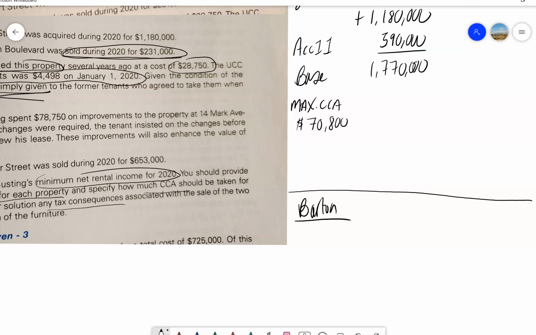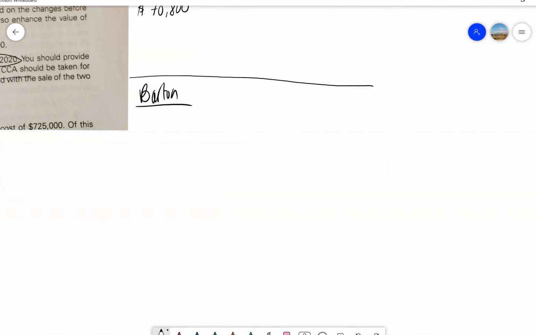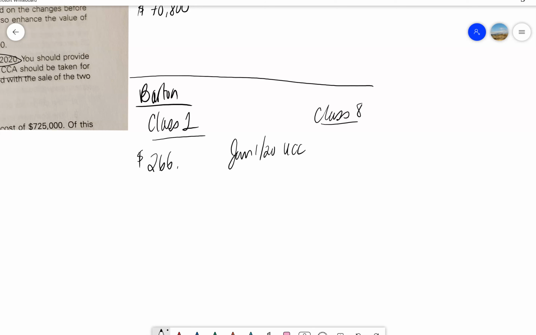So for Barton, we're going to have both Class 1 and also Class 8. And we'll just start off with the UCC at January 1st. Now for the building, the UCC was $266,250. Now they disposed of the building during the year.